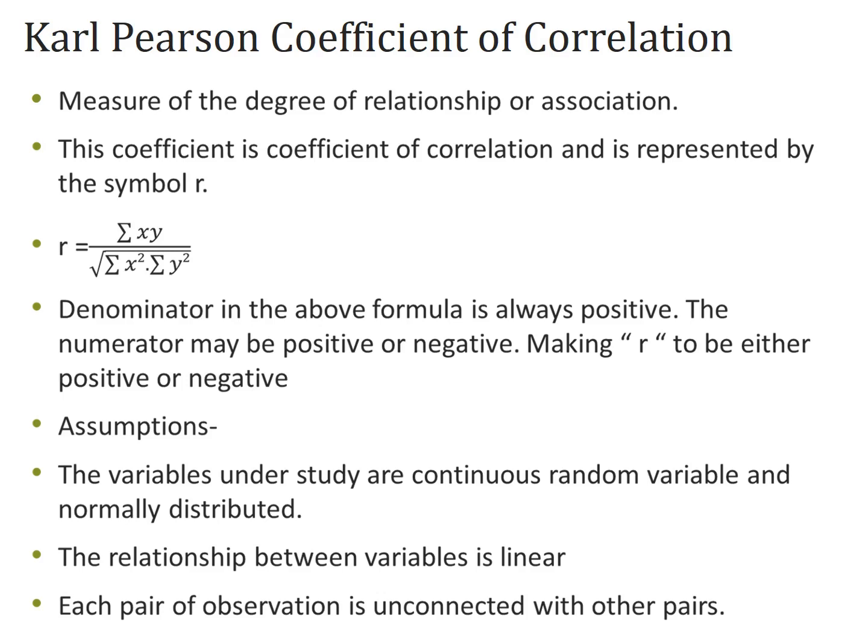making the final value R to be either positive or negative value. Different assumptions are: the variables under study are continuous random variables and normally distributed. Second assumption, the relationship between variables is linear. And third assumption is each pair of observations is unconnected with other pairs.